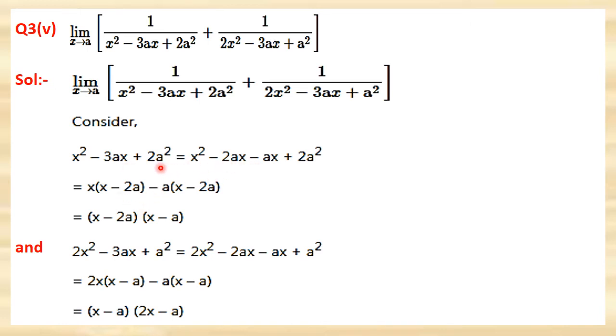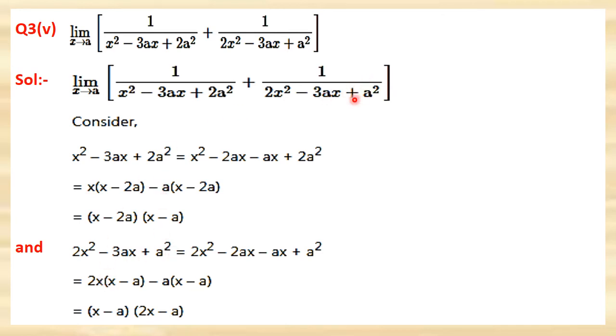To get the product 2a square and the sum minus 3a, the factors are minus 2a and minus a. So we have split this middle term. So x into, that is x is common in the first two terms, so x into x minus 2a, minus a into, minus a is taken common, so minus a into x minus 2a. So the factors will be x minus 2a into the remaining thing, x minus a.